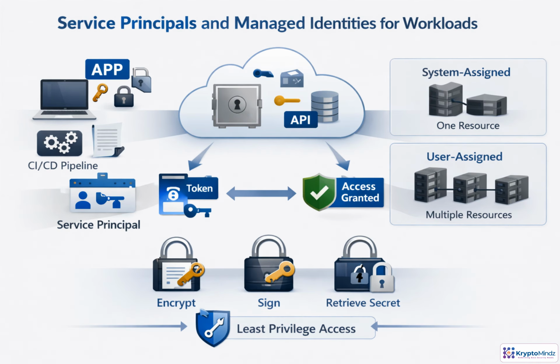When an app needs to encrypt, sign, or read a secret, it should authenticate with an identity, not a hard-coded key. First, enable either a service principal or a managed identity. For Azure-hosted workloads, managed identity is the safer default. Next, assign only the minimal Key Vault or Managed HSM permissions required. The workload then requests a token and uses that token to access its keys and secrets securely.